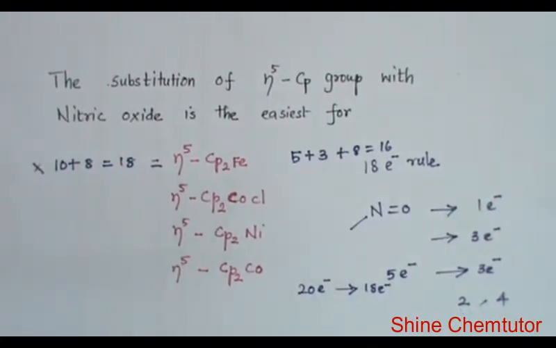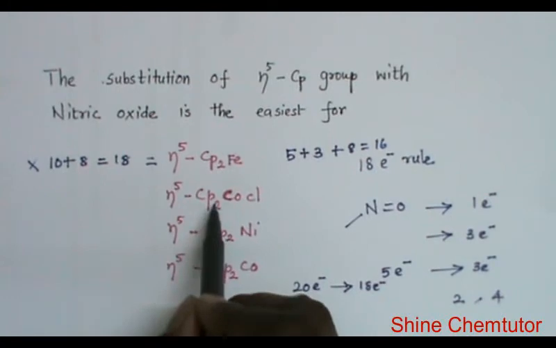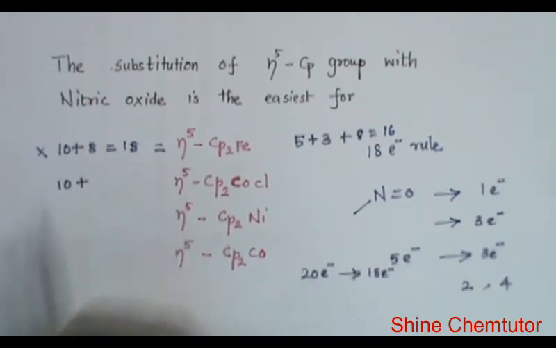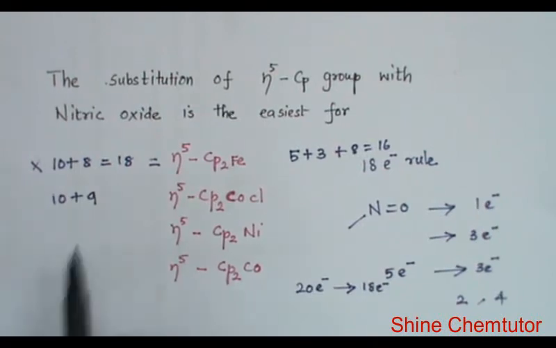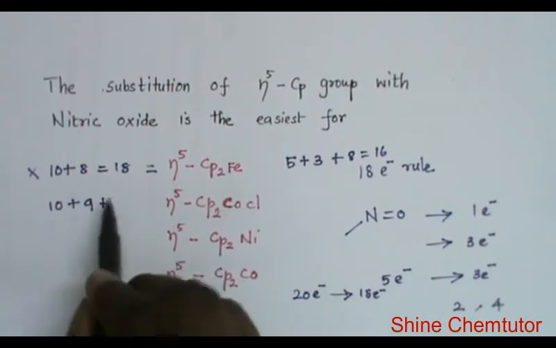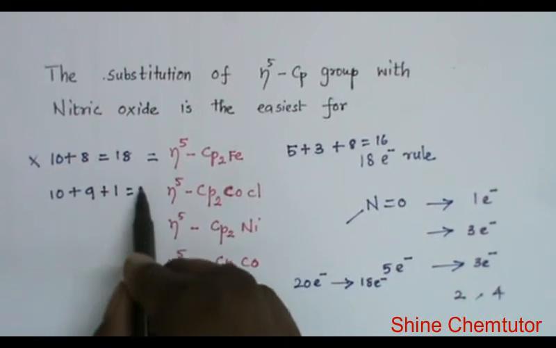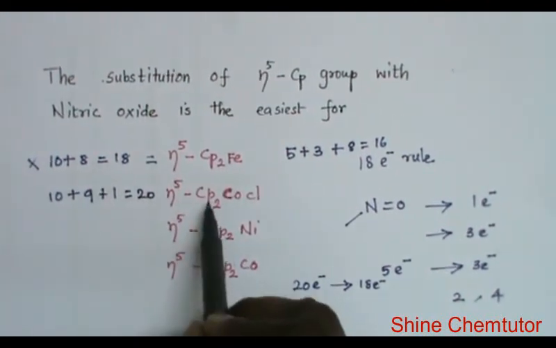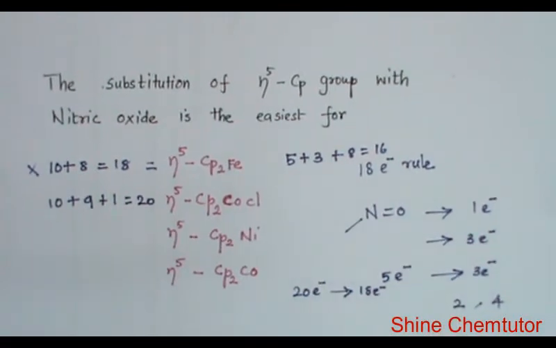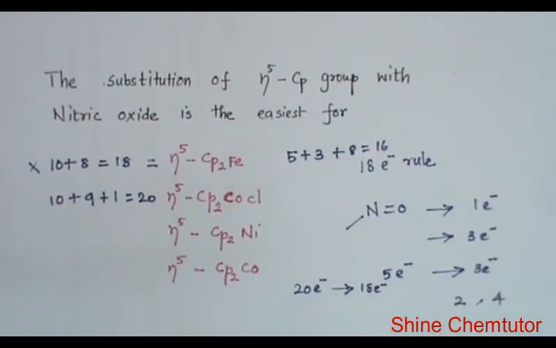Let's go for the second one. Hapticity is 5. I have 2, so 10. Cobalt will give 9 electrons. Since I have an anionic ligand, that will give 1. So the total is 20. Say I replace 1 Cp with nitric oxide, which gives 3 electrons.